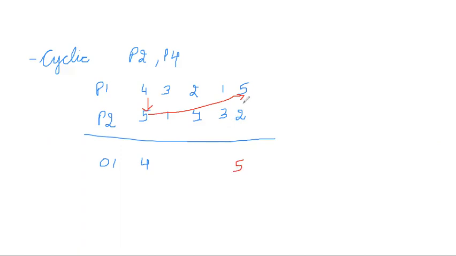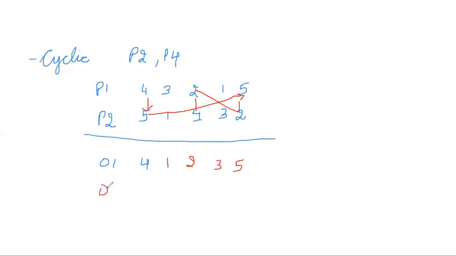So I will fix the position of 5. 5 के corresponding 2 है. So I'll fix the position of 2. 2 के corresponding 4 है. So 4 is already fixed. So the cycle is complete. So rest I can exchange. This will be 1 and this will be 3.